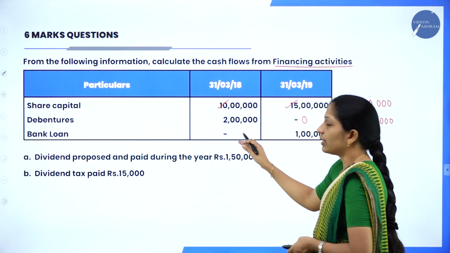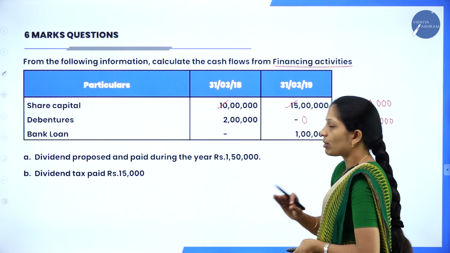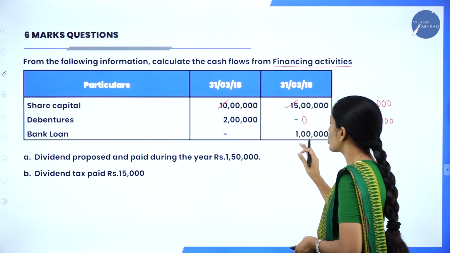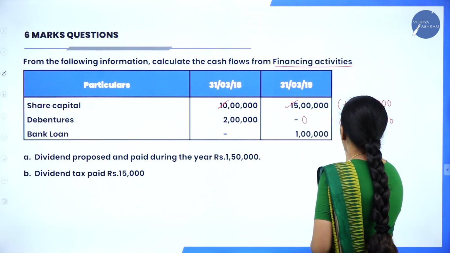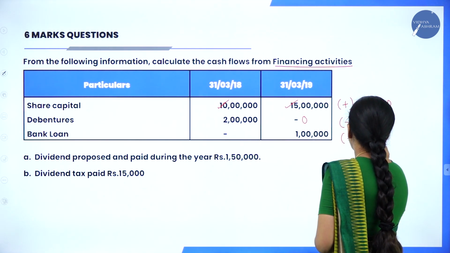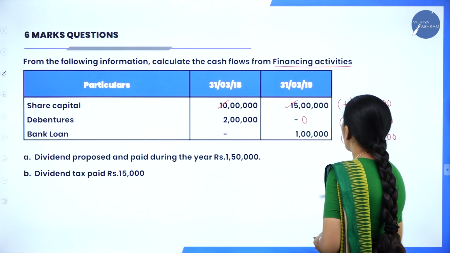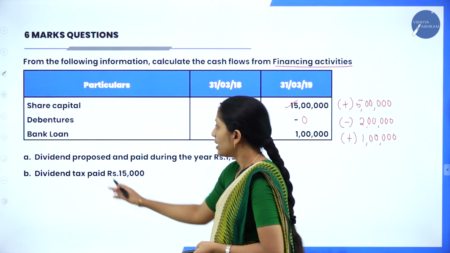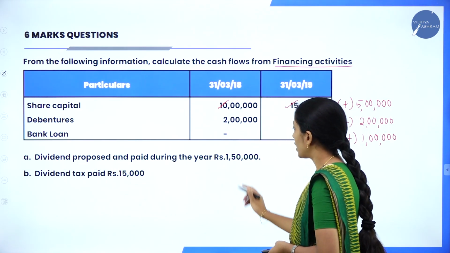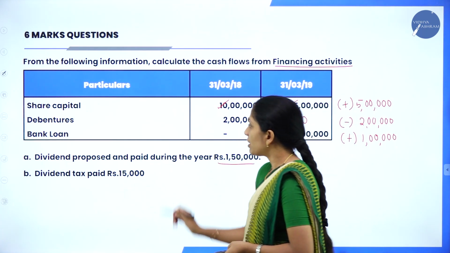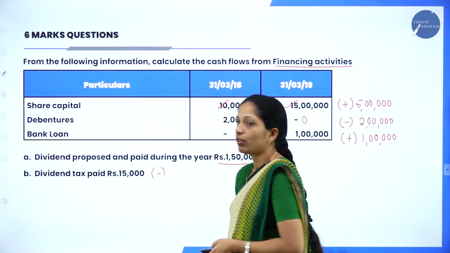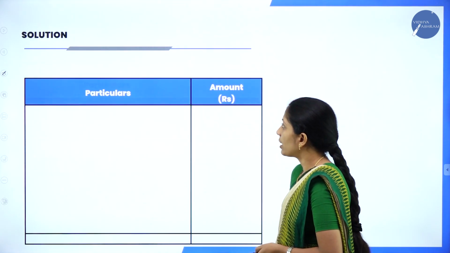Next, bank loan. In 2018 there was no bank loan, but in 19 there is 1 lakh. So bank loan borrowed, plus 1 lakh. Dividend proposed and paid during the year. So dividend paid you have to minus. It is a payment. Dividend tax paid. So this also you have to minus. Okay, so let's solve the problem.